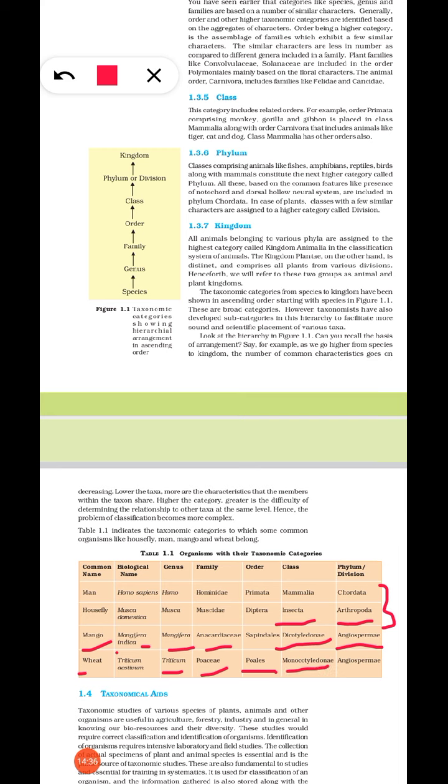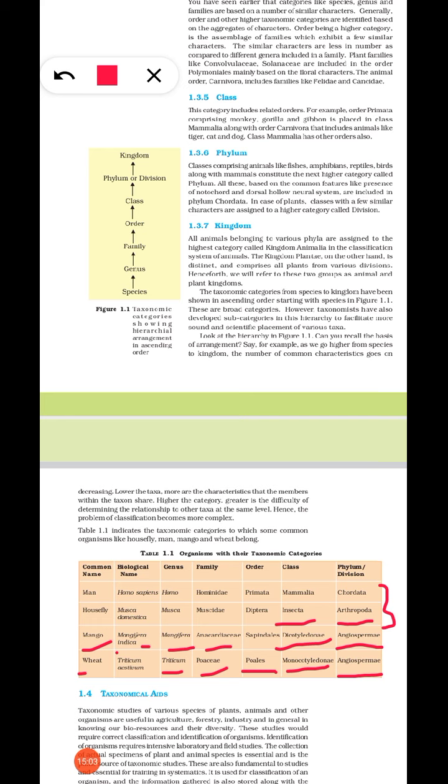Then Monocotyledonae. Remember, monocot plants only. And it belongs to the phylum or division Angiospermae. So Angiospermae belongs to what? Kingdom Plantae. Likewise, gymnosperms will be in kingdom Plantae, pteridophytes, bryophytes, all that will be included in this. Okay, so hope you understood.